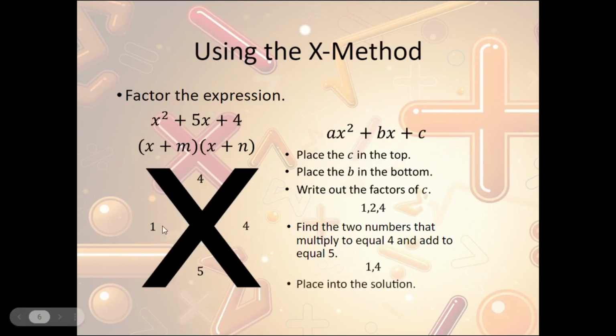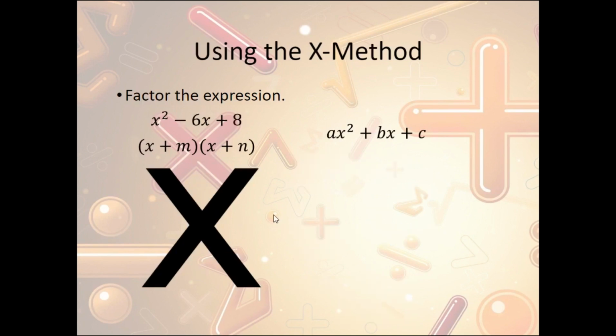Then I'm going to place those two values into the solution. So I start with x plus m times x plus n. I'm going to plug 1 in for one of them and 4 in for the other one. So I get x plus 4 times x plus 1. And that would be my solution. Let's look at another example.